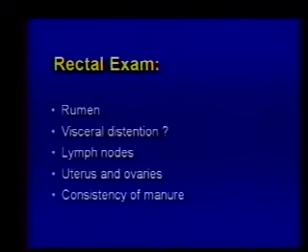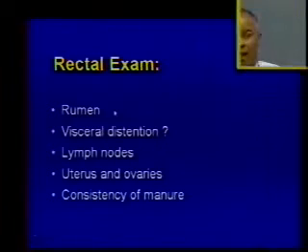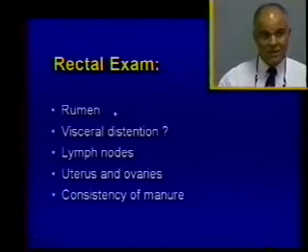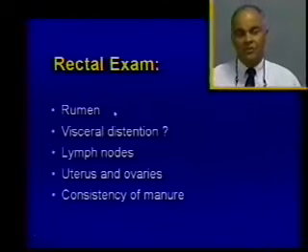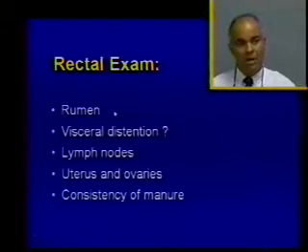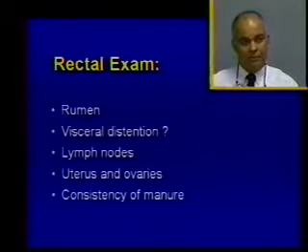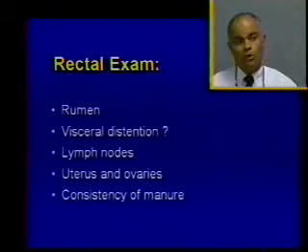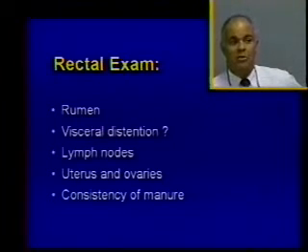The rectal exam, which is the final component of the physical exam, we want to examine the rumen to determine if it's gas distended or not, or if it contains normal feed. Is there any visceral distension? Can we palpate an enlarged large bowel, the cecum, or sometimes even the abomasum if there's a right torsion of the abomasum? So we want to make sure that there are no gas distended bowels on the rectal exam. The lymph nodes, particularly the internal lymph node, the internal iliac.